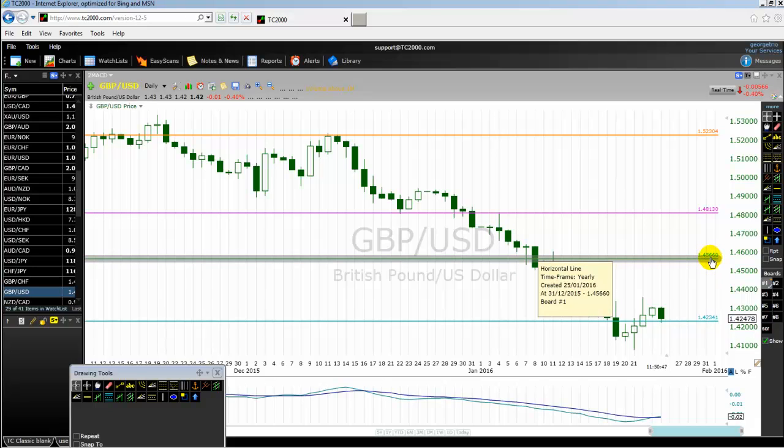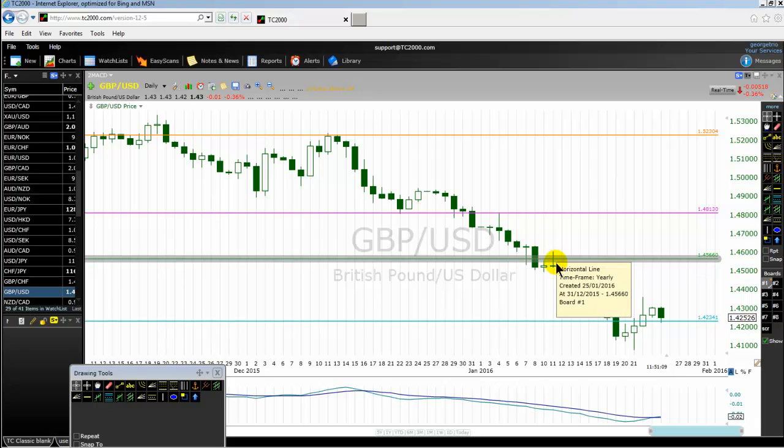1.4566. Which level is 1.4566? It's the low of 2015. All right? 2015, that's the low there. And then they sold it again. You see this candle here? They took profit, price dropped down. This is again another retest here. Break below, retest. This is this candle here on the daily chart.